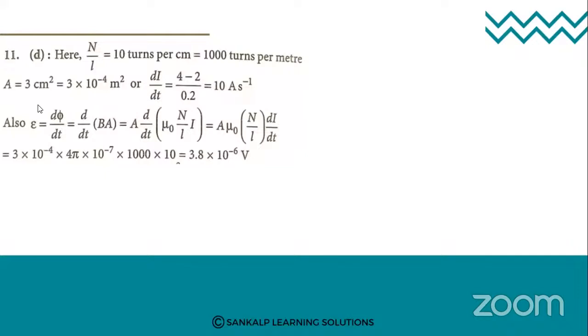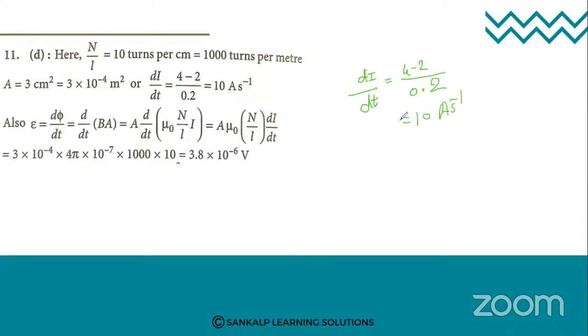Next, area is given as 3 centimeter square. So 3 centimeter square in meter becomes 3 into 10⁻⁴. Next, what are they saying about current? The current is changing from 2 to 4 ampere. So di by dt will be 4 minus 2 upon 0.2. 4 minus 2 will be 2, 2 upon 0.2, therefore it is 10 ampere per second.